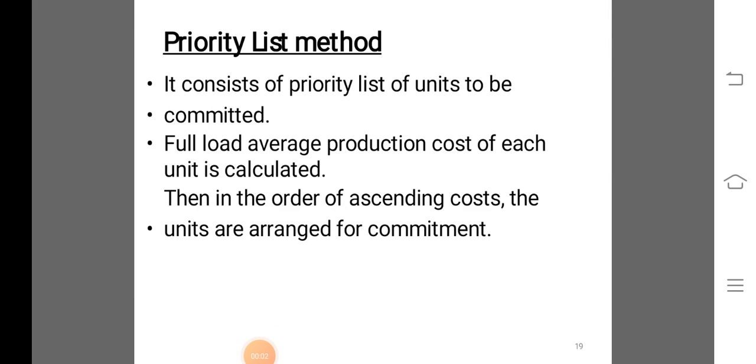Hi everyone, let's go with the priority list method. The priority list method is a solution to the unit commitment problem.